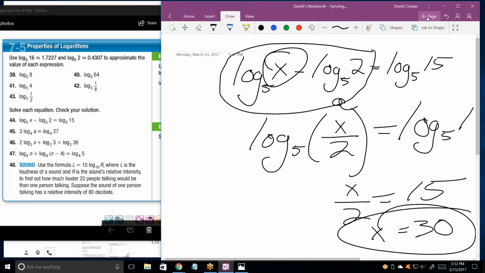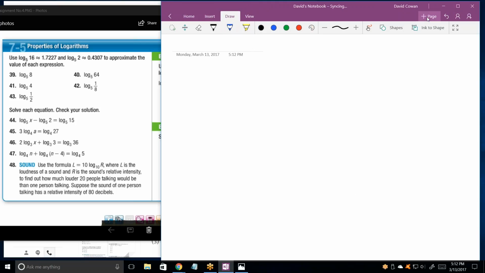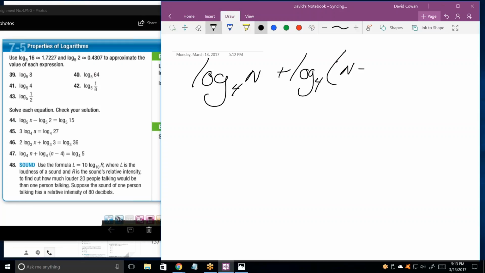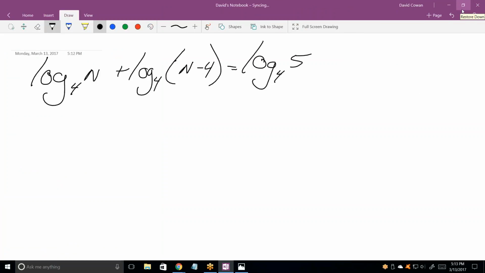I'm sure they're going to give us one. What's the next one? The next one is 47. And you use your rules of logs on all of these. In other words, they all pretty much have the same common theme, which is we're trying to make the left side into a single log expression. Got it. So what does the left side become?